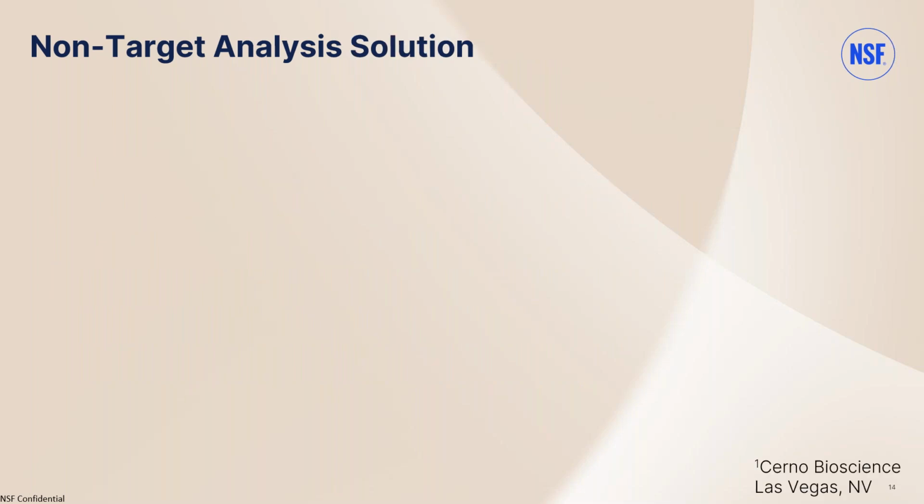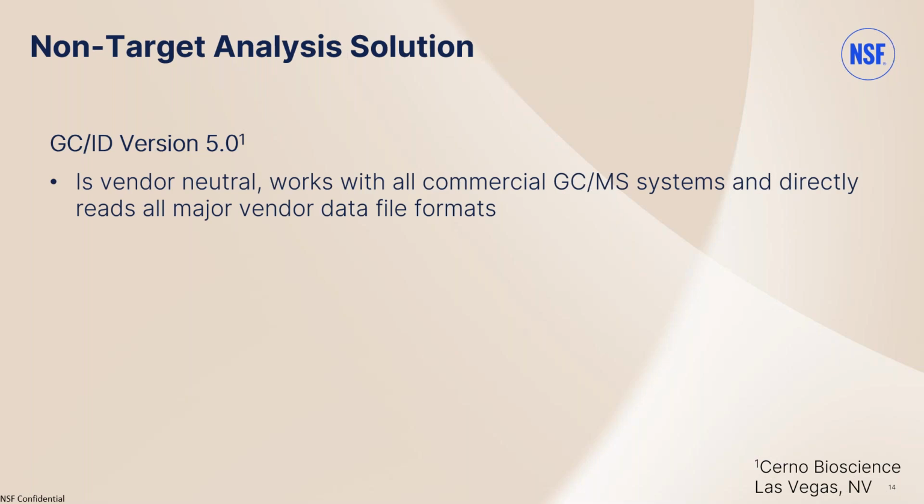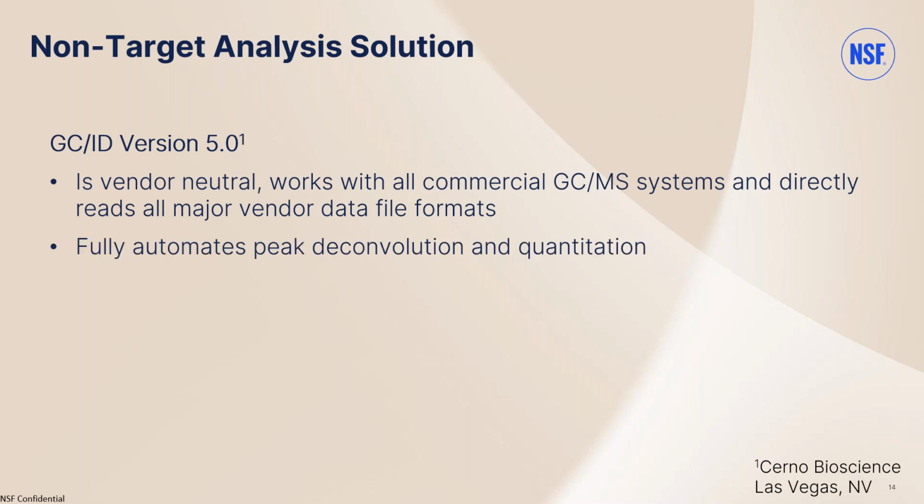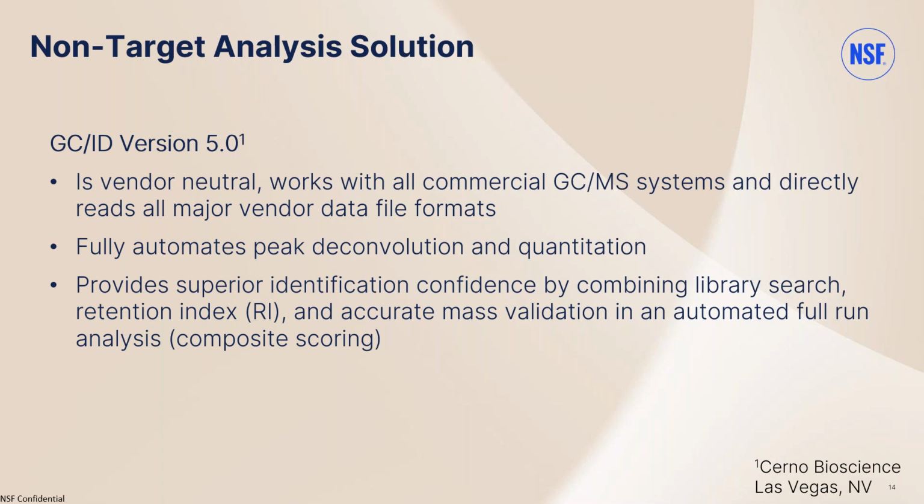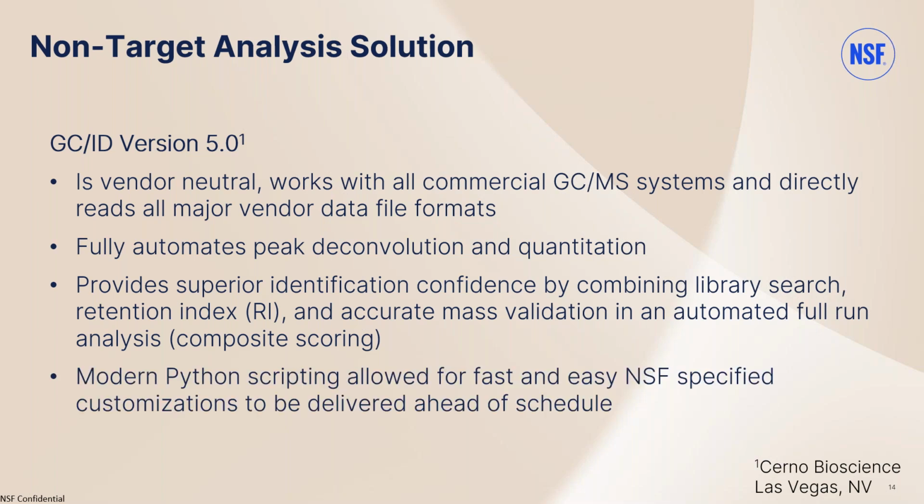So we looked at several different software packages, but the one we finally settled on was Cerno's GCID. The reason being, it sort of checked all the boxes that we were looking for. With vendor neutral, it came out of the box doing a lot of the automation that we were interested in. But it also had some interesting features. It had some really robust identification ability, and we can get into that later. But it also had the ability to provide all kinds of customizations for us, which really made it perfect for our application.